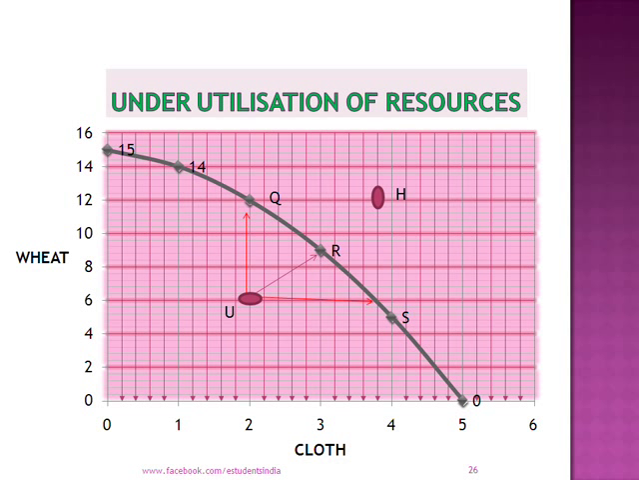Case 2. Less than 100% efficiency. Underutilization of resources. Cloth along the x-axis, wheat along the y-axis. U, inside the production possibility curve. H, outside the production possibility curve. R, Q, S. Consider the points U and H. With the given resources being fully employed and utilized, the combination of two goods produced can lie anywhere on the production possibility curve AF, but not inside or outside it. The combined output of two goods can neither lie at U nor at H.